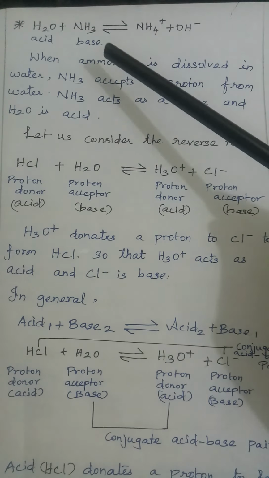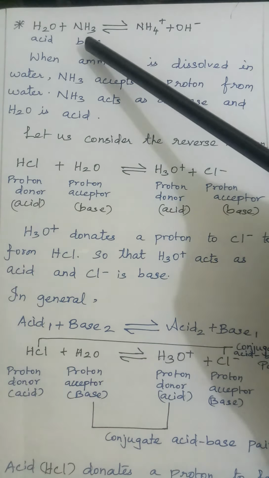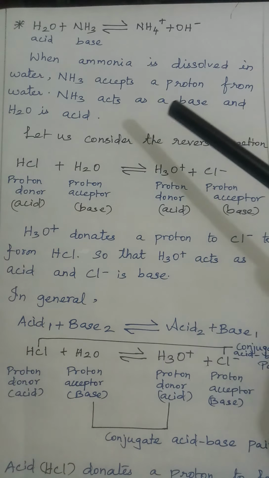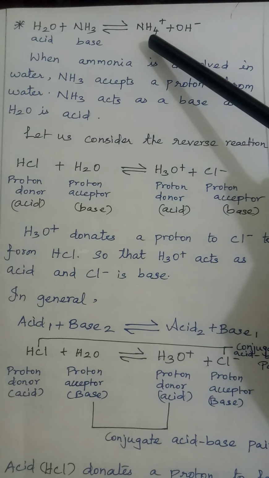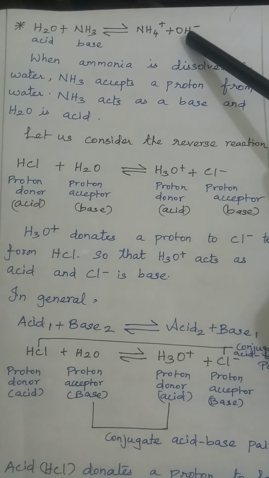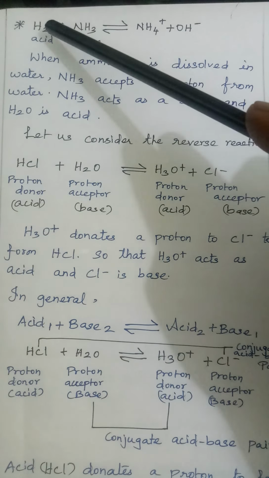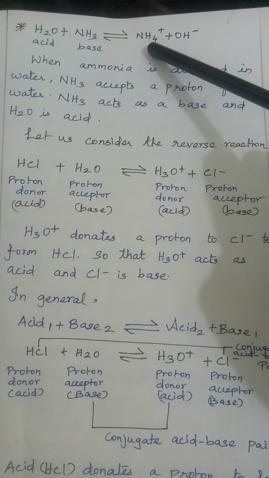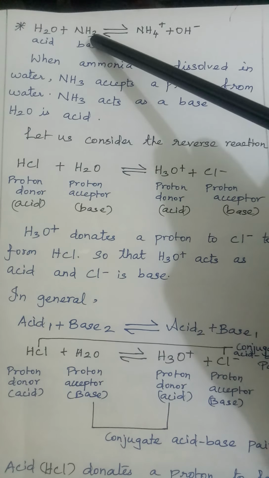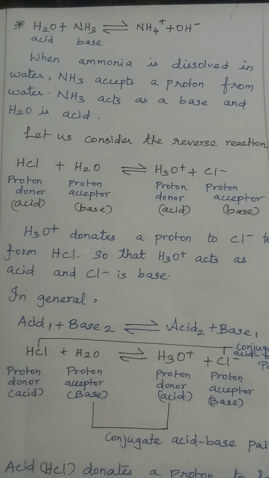The second example is ammonia dissolved in water. Base is dissolved in water. Ammonia dissolved in water forms NH4 plus and OH minus ion. So ammonia accepts a proton and becomes NH4 plus. So NH3 acts as a base, H2O acts as acid.